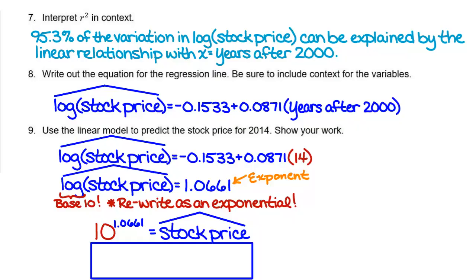So 10 to the power of 1.0661 equals stock price hat. Why is it so important that the hat is on top of stock price still? Means it's a prediction. If I leave the hat off, I'm saying that is the actual stock price that was recorded in that year. That is not the case. Yes. So if we leave off the hat, we lose points. If you leave off the hat, you're saying what you're reporting back was actual collected data versus this is what my model predicted the data would be.